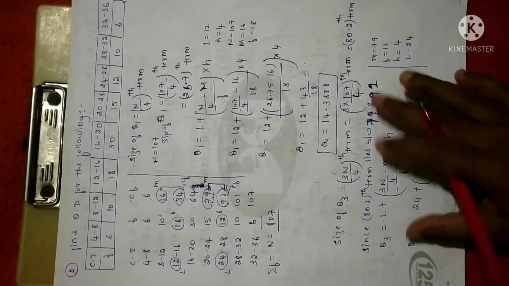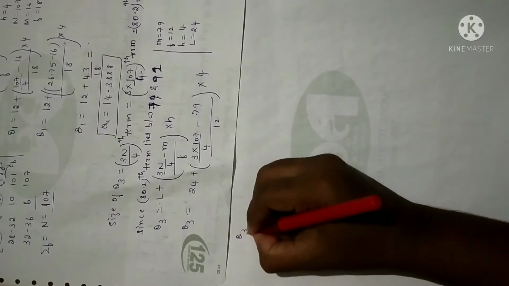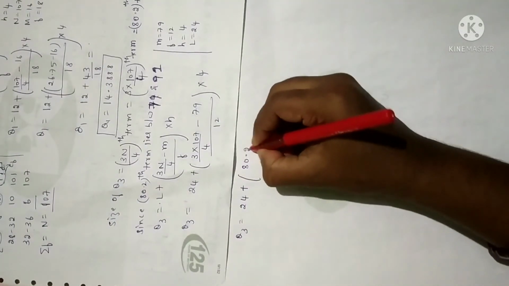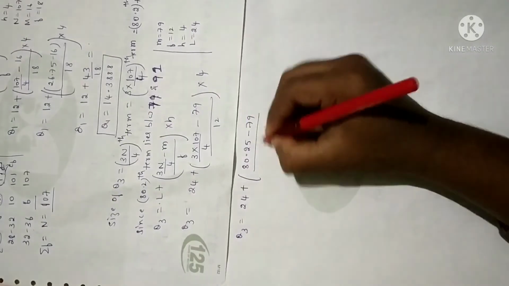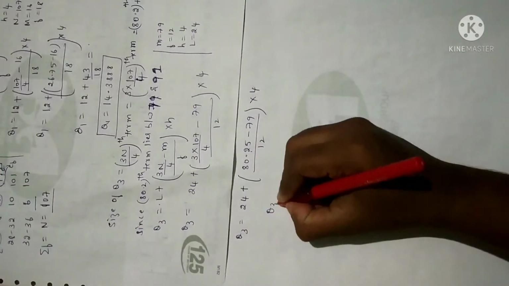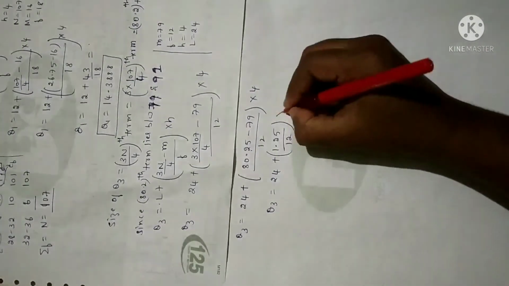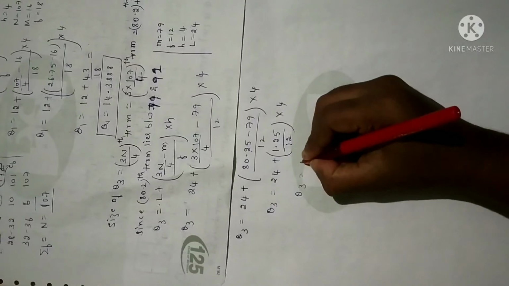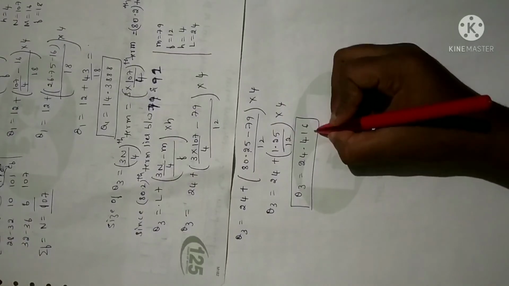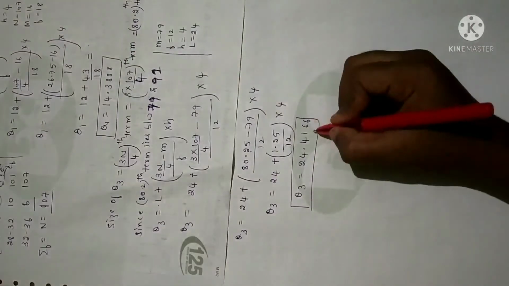Fine, I have just substituted the values here. Now let me simplify here. So Q3 is equal to 24 plus, so when you simplify you will get 80.25 minus 79 divided by 12 into 4. You multiply and divide it with 4, you will get this value. Fine, so Q3 will be 24 plus 1.25 divided by 12 into 4. So on simplification you will get 24.416. So if you want you can write one more digit. So let me write one more digit. Why? Because I have taken 4 digits here. So let me take 4 digits here also.